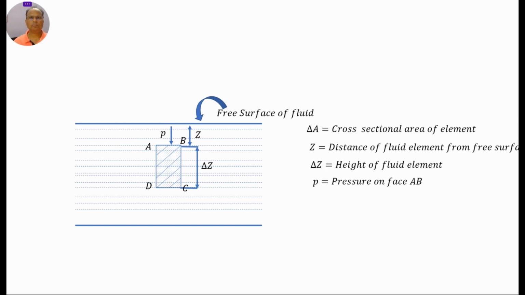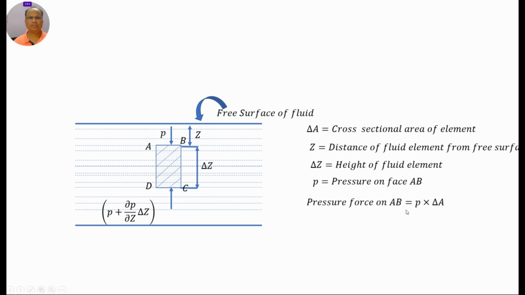The intensity of the pressure on the face CD would be P plus dou P upon dou Z into delta Z. This dou P upon dou Z into delta Z is nothing but the change in pressure in the vertical direction. Now we have to find out how much pressure force is applied on the faces AB and CD.